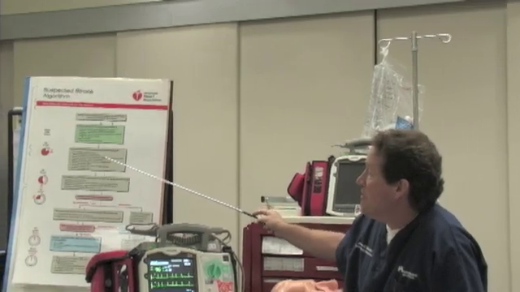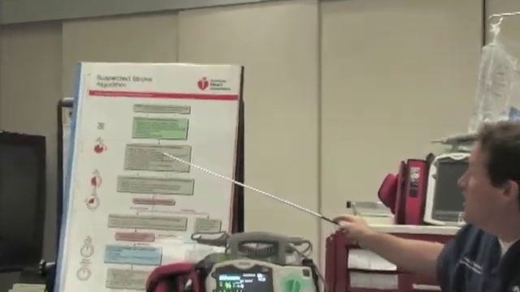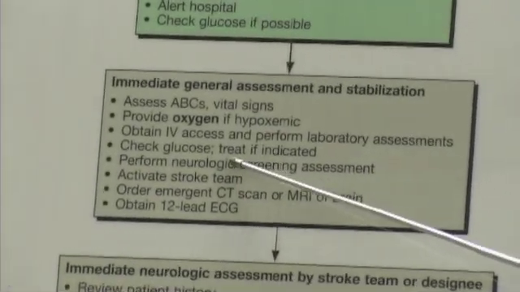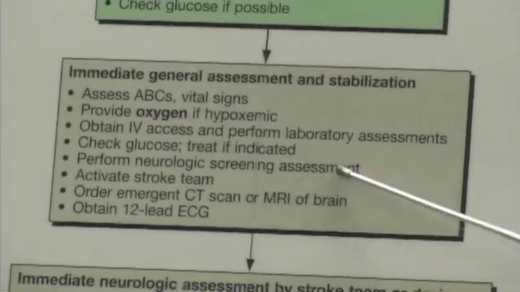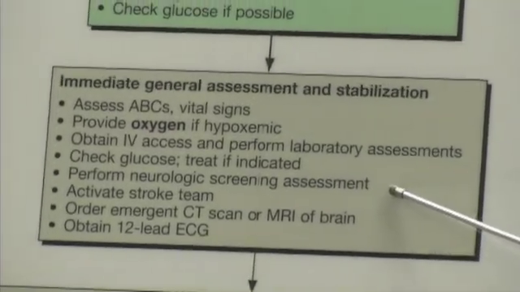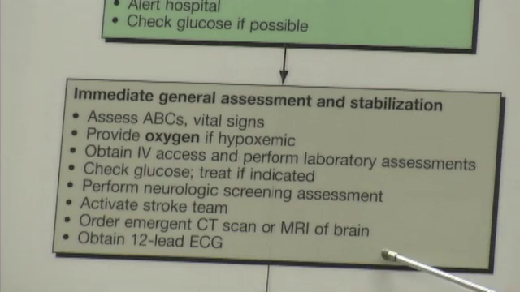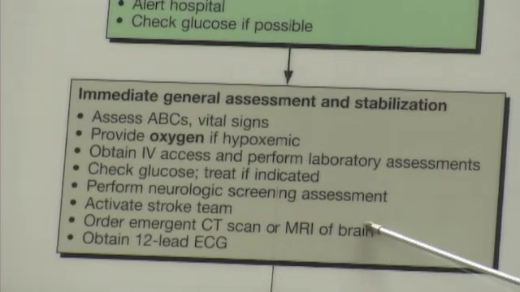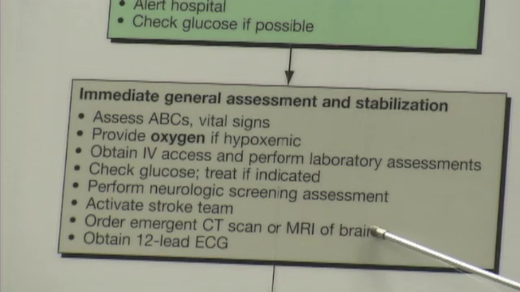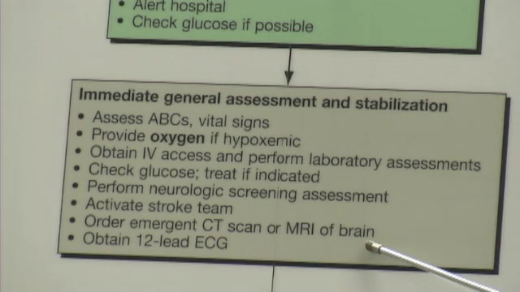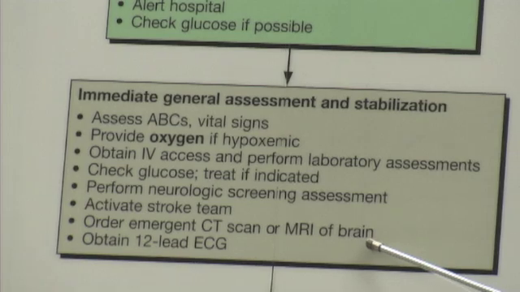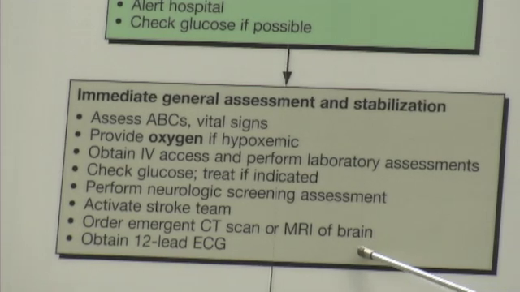We go down to the next box. The patient arrives to the emergency room. Check our ABCs, our vital signs, do our O2, IV, monitors, do an Accu-Check, perform our quick neurologic screening assessment, which is our Cincinnati stroke scale, alert our stroke team, and get our patient to CT scan or MRI fast. Okay? And once we get our patient to CT and back, we should have a reading of 30 minutes or less for that CT scan. Okay?